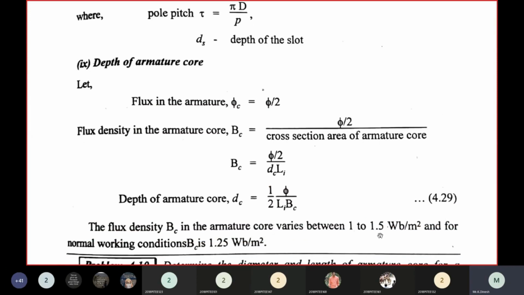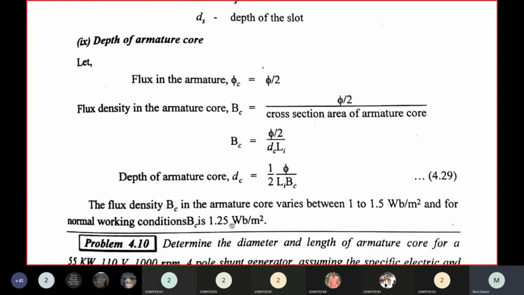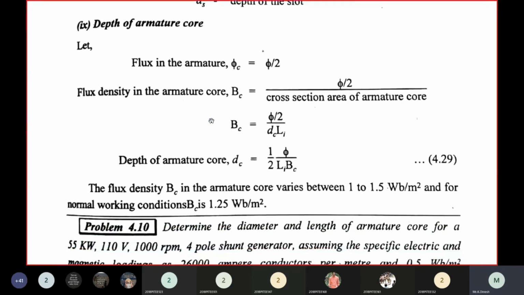So this BC varies in the range of 1 to 1.5 Weber per meter square. In normal working condition, we are choosing 1.25 Weber per meter square. So these are all the 9 selecting guidelines for designing your armature. While you see the guidelines, it is not easily understandable, but while solving a numerical example or real-time example, it is easier to understand. So just listen to what I am trying to teach in the problem.